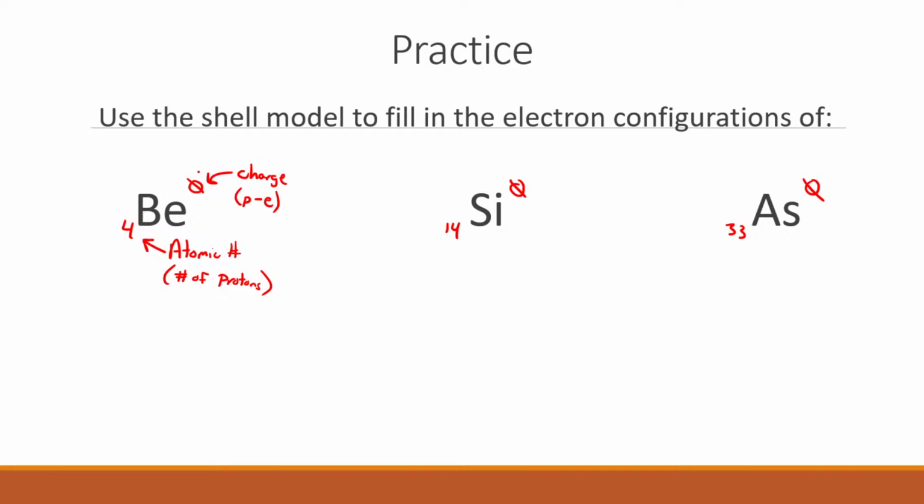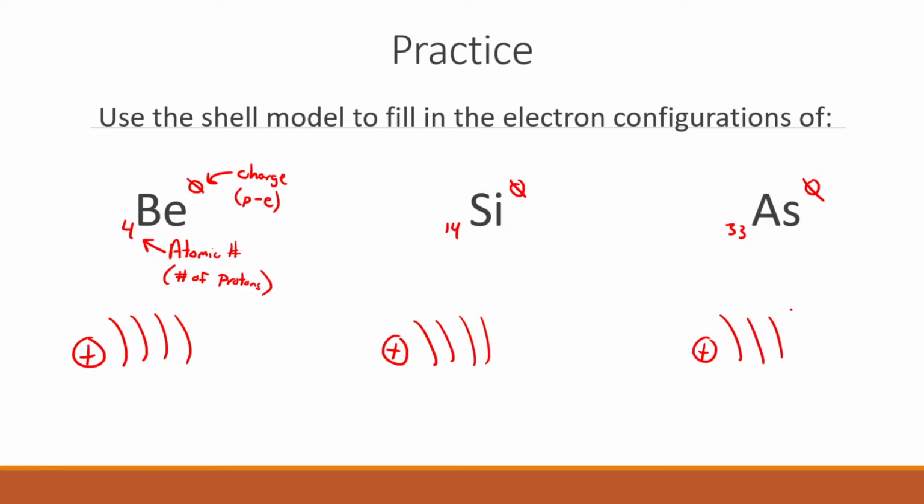If there is a charge of 0, you know that the number of protons and number of electrons are equal. So since all of these have no charge, we have 4 electrons for beryllium, 14 for silicon, and 33 for arsenic. What I want you to do is take a minute and see if you can give me the electron configurations of these things. Can you appropriately allocate these electrons? Remember, you want to fill one shell before moving on to the next.